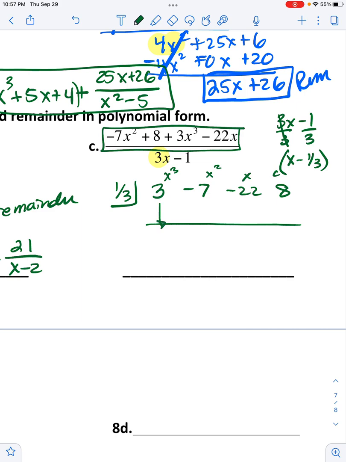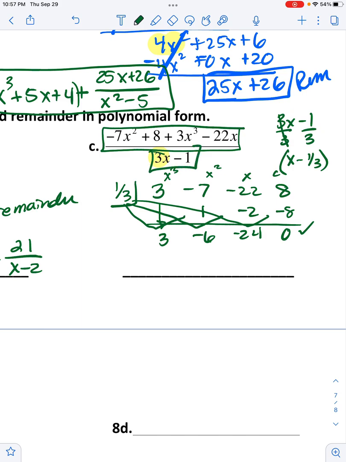So I'm going to drop the 3. And then it stops being super awful for a minute because 1/3 times 3 is just 1. So I get negative 6. It's still not awful because 1/3 of negative 6 is just going to be a negative 2. So then this becomes negative 24. It's still not awful because 1/3 of negative 24 is going to be negative 8, and I get 0, which means there's no remainder, which means that this 3x minus 1 up here is a factor of this top function because there was nothing left over.